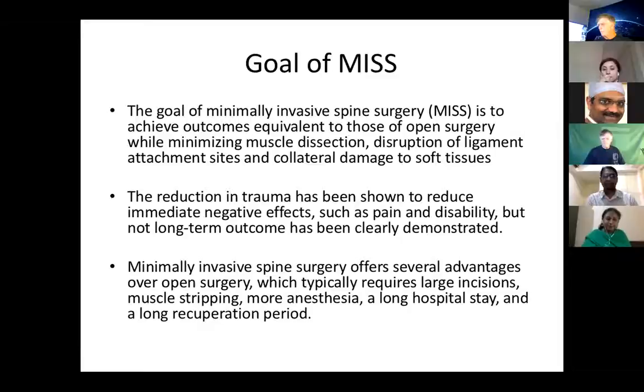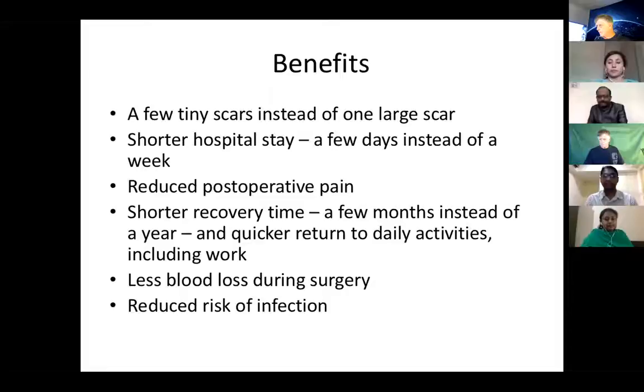So minimally invasive spine surgery offers several advantages over open surgery, which typically requires large incisions, muscle stripping, more anesthesia, a long hospital stay, and a long recuperation period. In short, these are the benefits: a few tiny scars instead of one large scar. However, sometimes when you are doing MIS you have multiple scars, but if you add them together, they might actually be longer than the one scar in the conventional surgery.